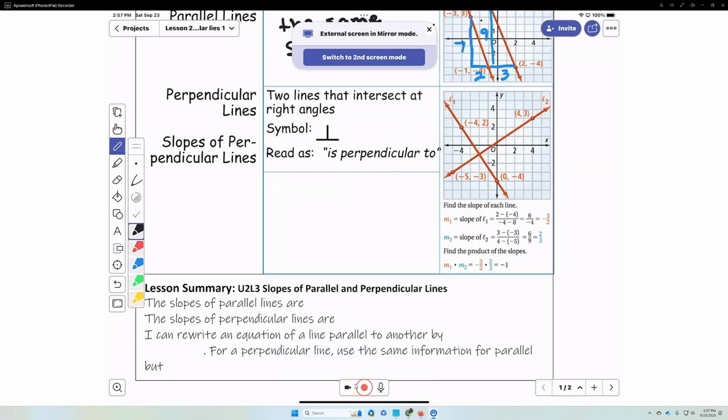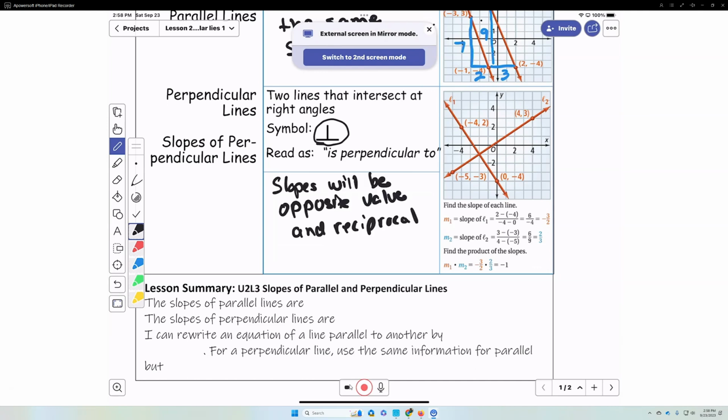Perpendicular lines are two lines that intersect, but more importantly, they form 90-degree angles. The symbol for perpendicular lines is shown right here. It's an upside down T. So it reads, line L1 is perpendicular to line L2, and the slopes will be opposite in value. In other words, one is positive, the other one is negative, and they are also reciprocals of each other. So if you have a slope of -3/2, then the other slope is going to be 2/3.